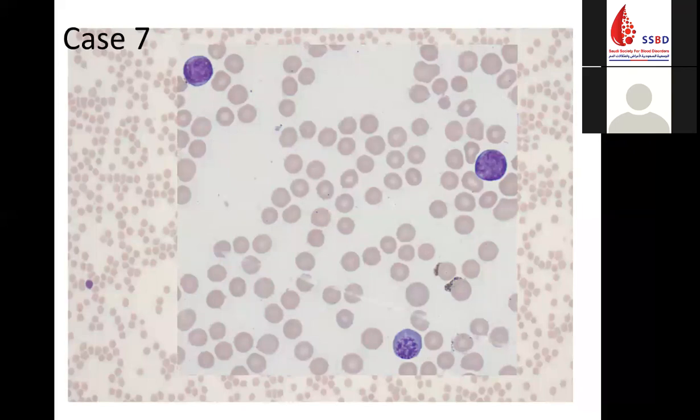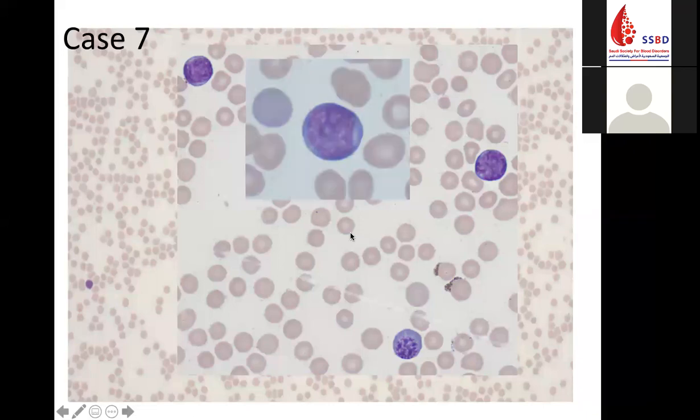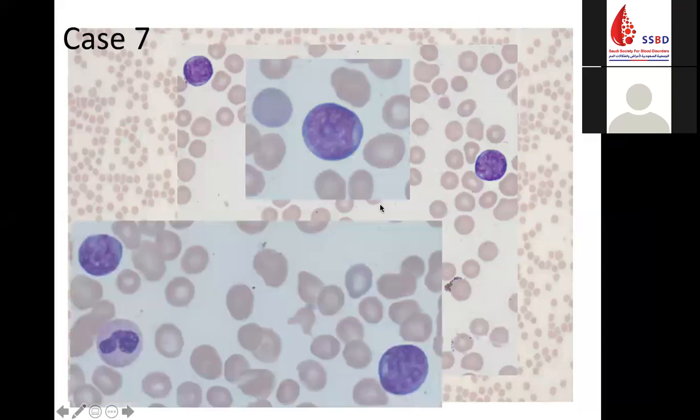The blast looks what? And these are nucleated RBCs. What do you think about the blast morphology? Yes, a lymphoblast. Looks like a lymphoblast. High N:C ratio, basophilic cytoplasm, agranular, slightly clumped chromatin, inconspicuous nucleoli. Some of them show more prominent nucleoli. So yes, this is a lymphoblast.